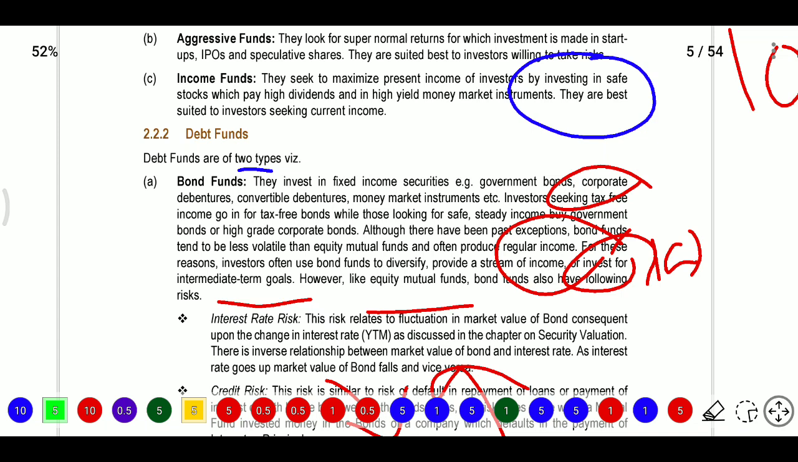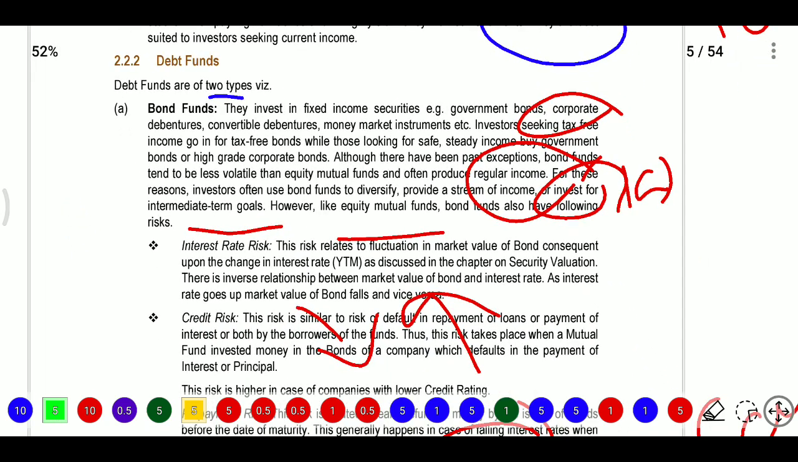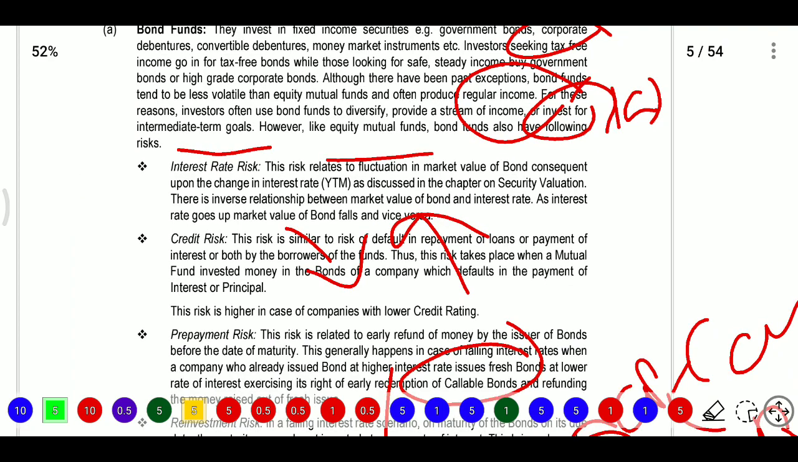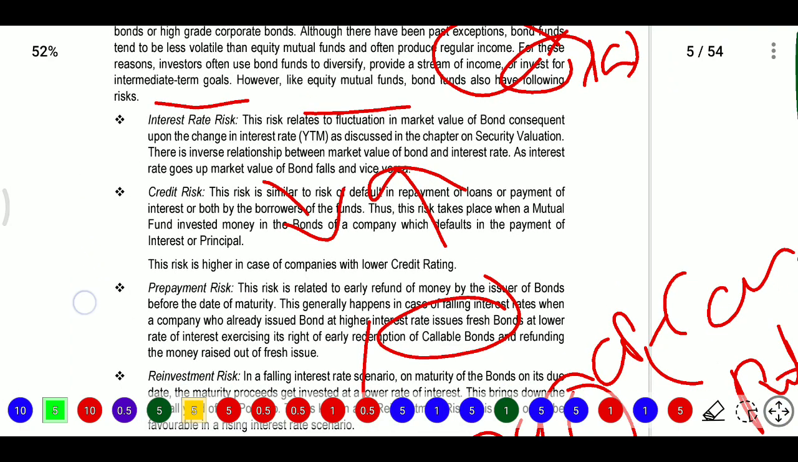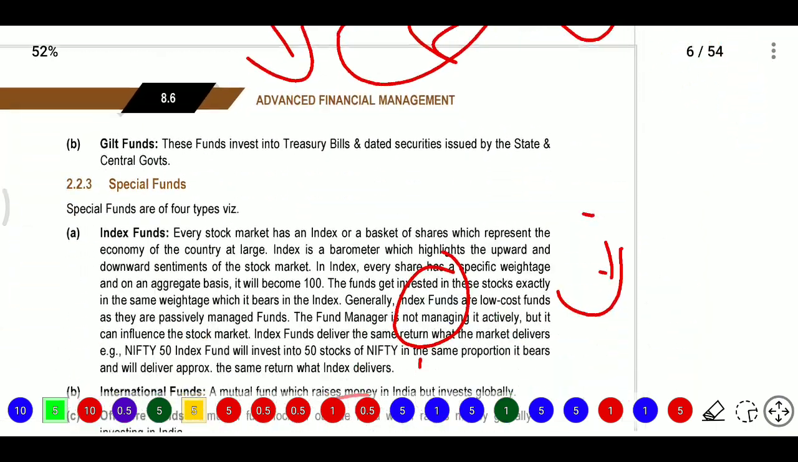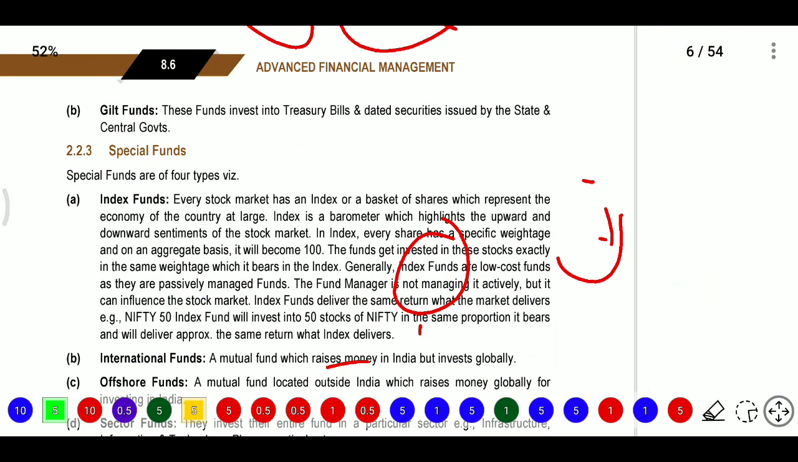Next, debt funds we discussed. Debt funds means we have two funds, one is bond fund and another is gilt funds. Corporate bonds are issued by companies, gilt bonds are issued by the government. For these bonds, fixed income securities will be issued. These may be government bonds or corporate bonds or convertible debentures or money market instruments, all of these come into bond funds. Here there are different risks: interest rate risk, credit risk, prepayment risk and reinvestment risk. After that we discussed gilt funds.